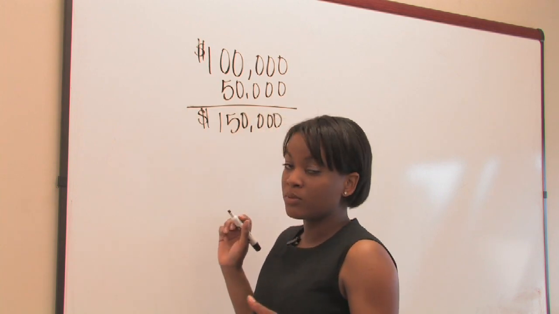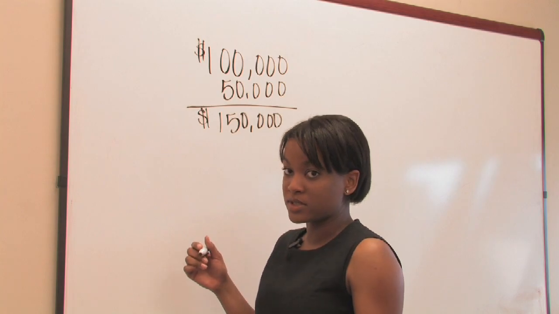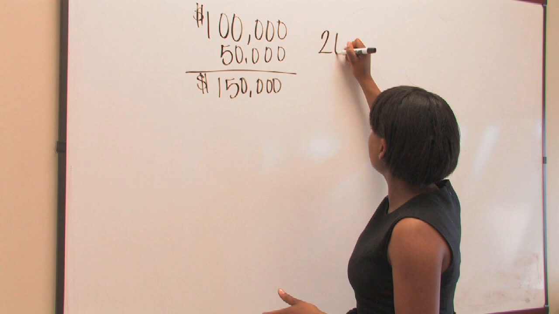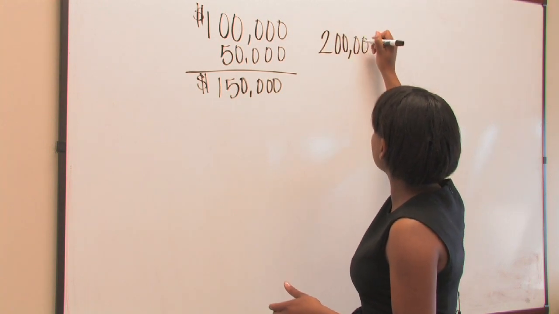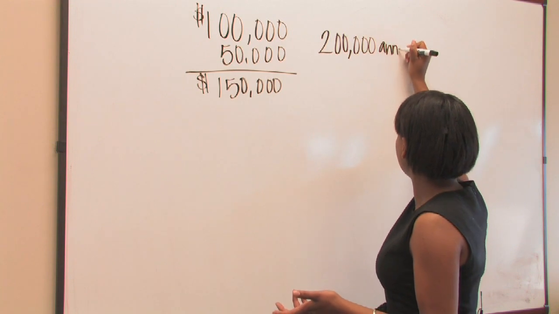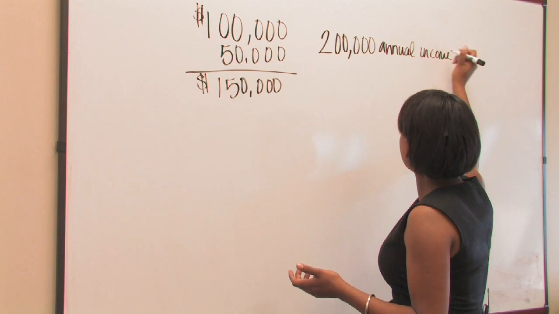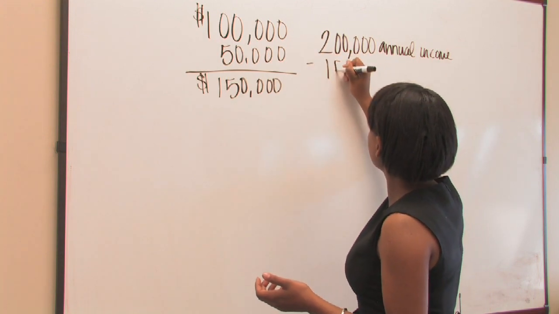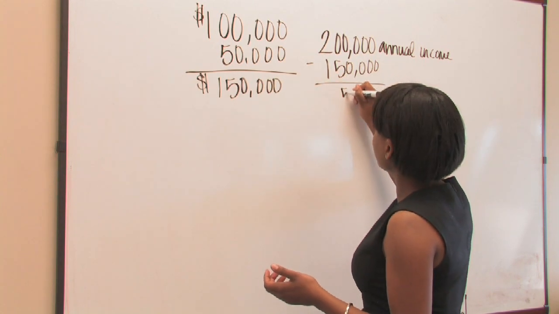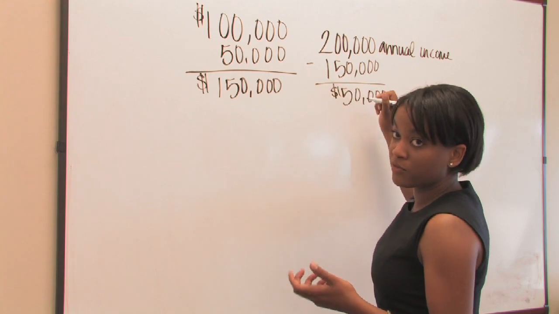$150,000. But what we would do at this point is subtract this number from the amount of our total expenses. If we take the $150,000 and we're going to subtract it from $200,000, which we're going to say is our annual income. We subtract the 150, and that leaves us with $50,000, and that's considered our free cash flow.